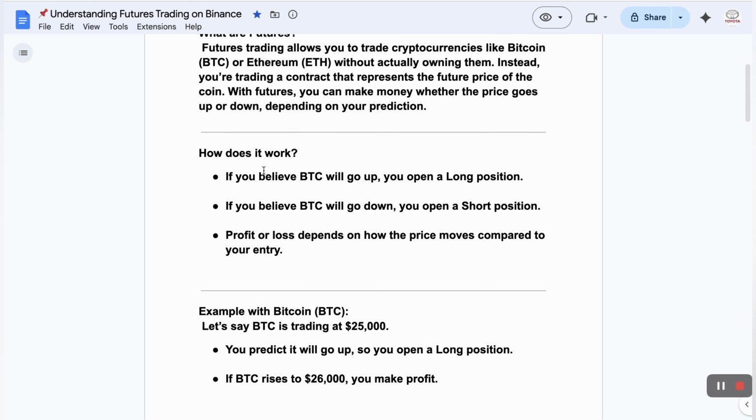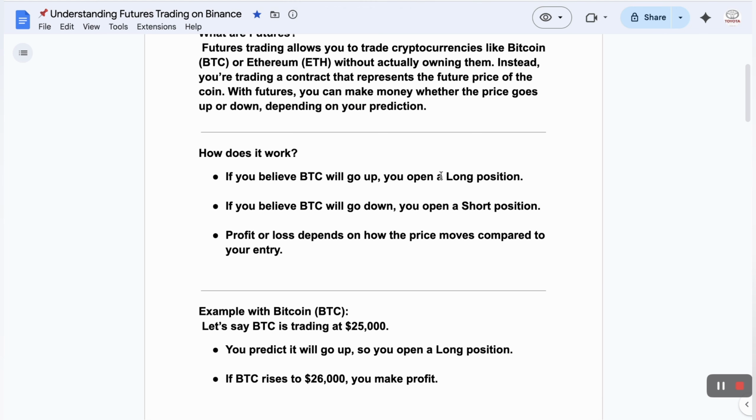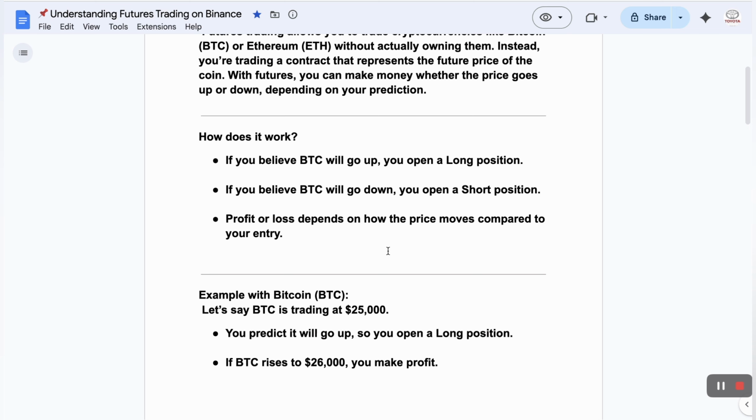You can see how it works. If you believe BTC will go up, you open a long position. This is long. Then there is open short. You need to understand everything. If you believe BTC will go down, you open a short position. Let's say you believe BTC will fall, will drop. Then you open a short position. Profit or loss depends on how the price moves compared to your entry.